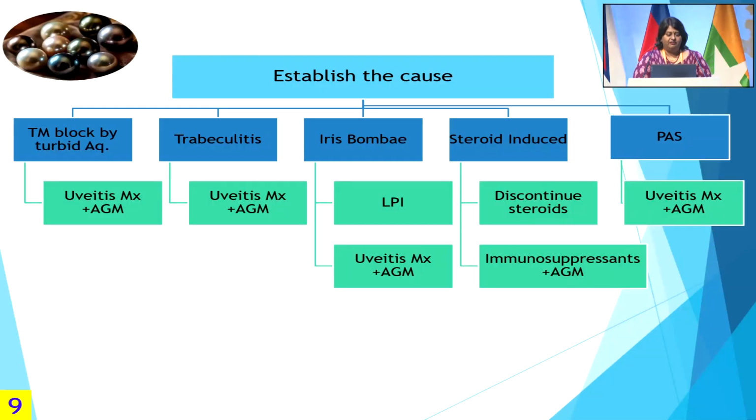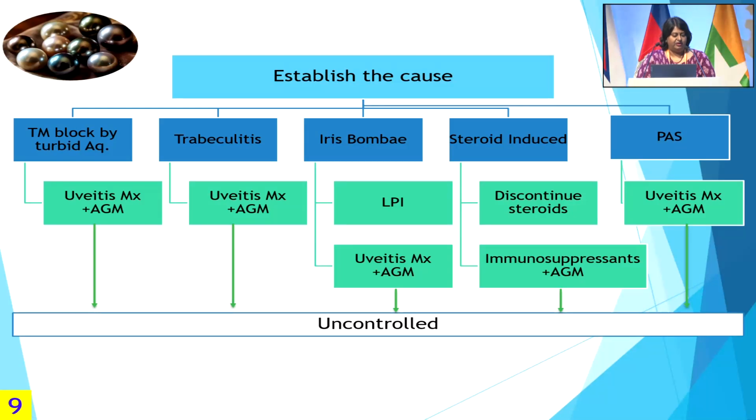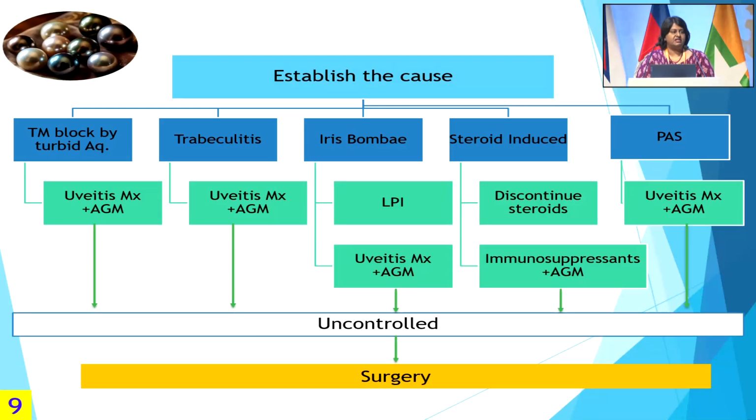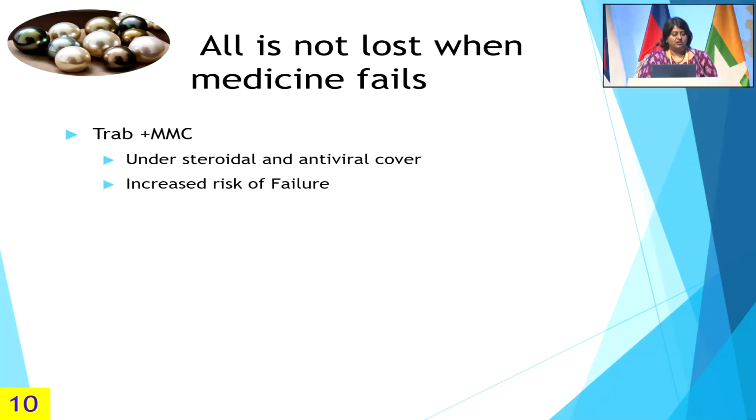So the next pearl will be, first establish the cause, see what the underlying pathology is and treat accordingly. If you have a turbid aqueous trabeculitis, you treat the uveitis and manage with anti-glaucoma medication. If you have an iris bombe, whatever amount of medicine you give without a PI, it is not going to revert. Steroid induced, remove the steroid, give an immunosuppressant. And if at all with this medical management it is not getting controlled, you have to opt for surgery. All is not lost when medicine fails.